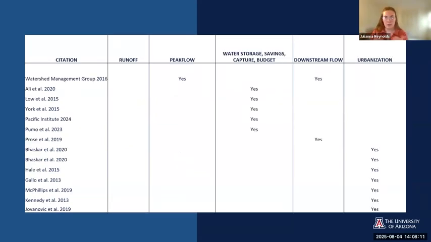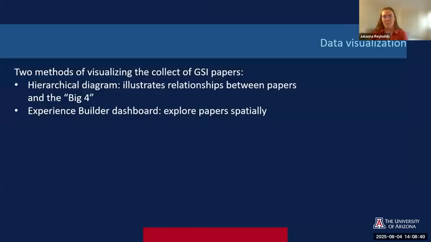One of the papers found peak flow reduction, and they found that there were no downstream flow effects of stormwater capture upstream. The rest of the papers are GSI and water storage, savings, capture, and budget. So they found that GSI could increase those metrics. Most of the urbanization papers did not have any GSI associated with them, just metrics with urbanization.